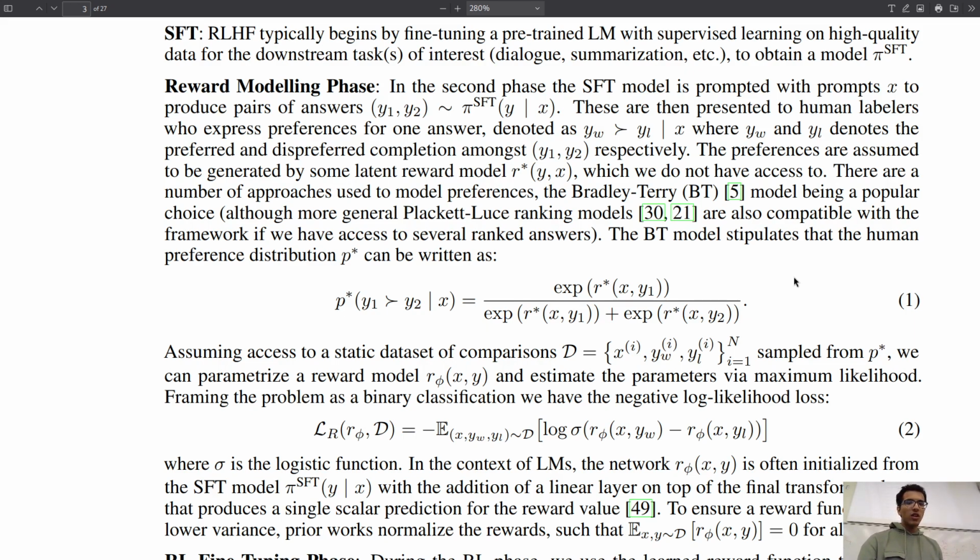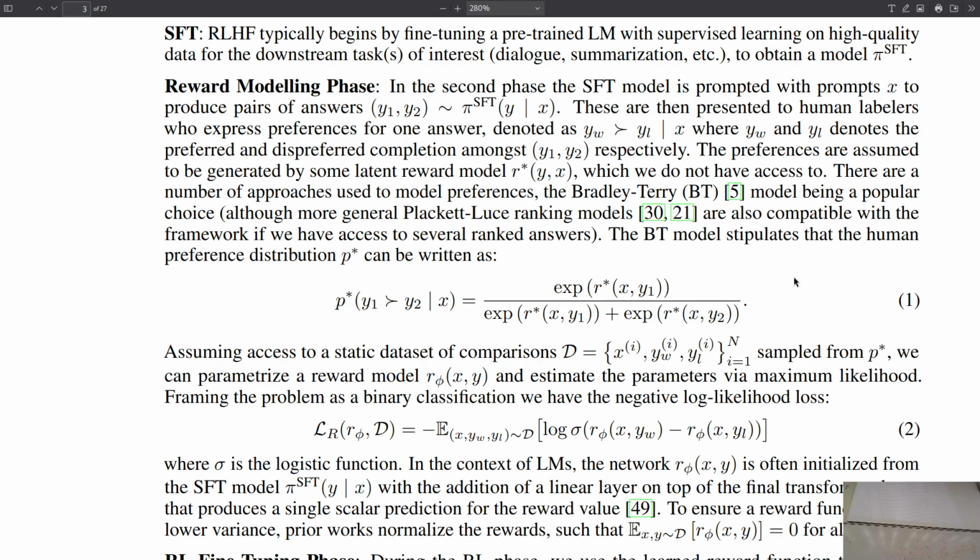You run softmax over the 1, 0 vector. But R star is the optimal. We don't have that. We do have that, it's supervised. We have the output of R star x comma y1. We have the subset over R star. We don't have R star.